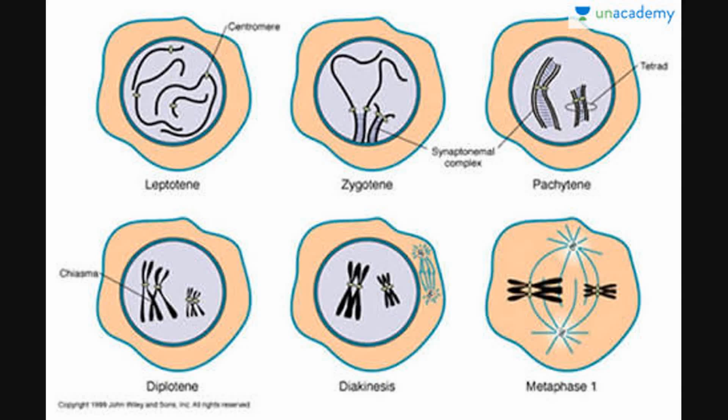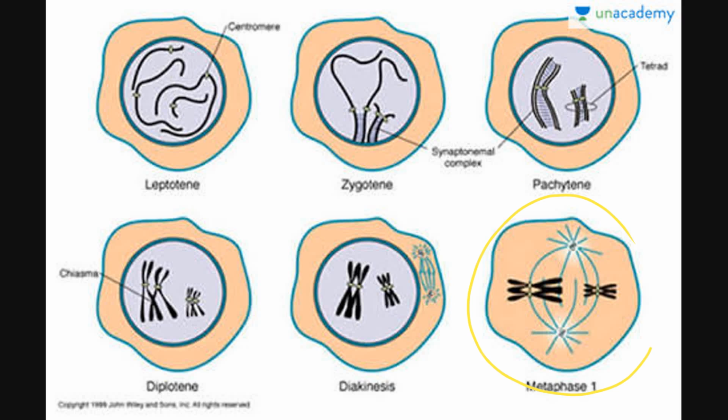Here is a diagrammatic representation of the prophase 1 stages, which have 5 subphases. These are leptotene, zygotene, pachytene and diplotene. In the diplotene, we can see the crossing over. This area is called chiasmata or chiasma. The exchange of genetic material is seen in the diplotene stage. And the last stage is diakinesis. After diakinesis, the cell enters metaphase 1.